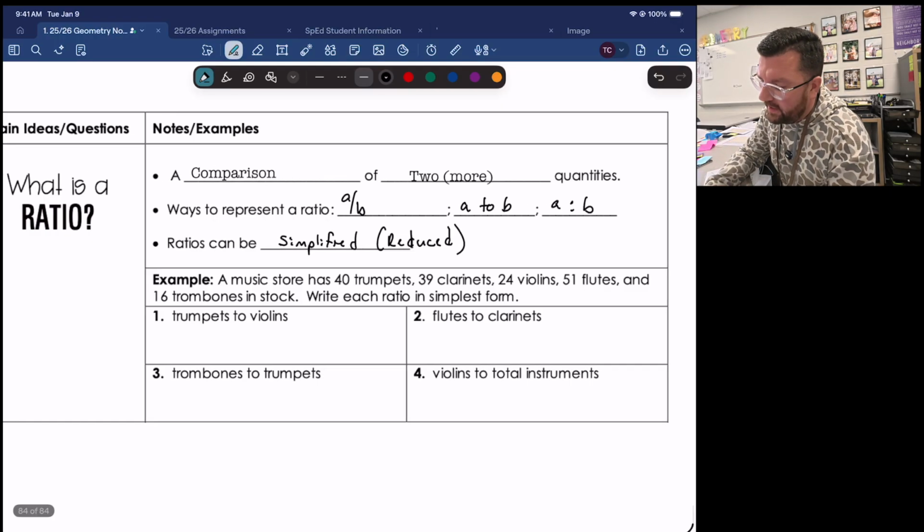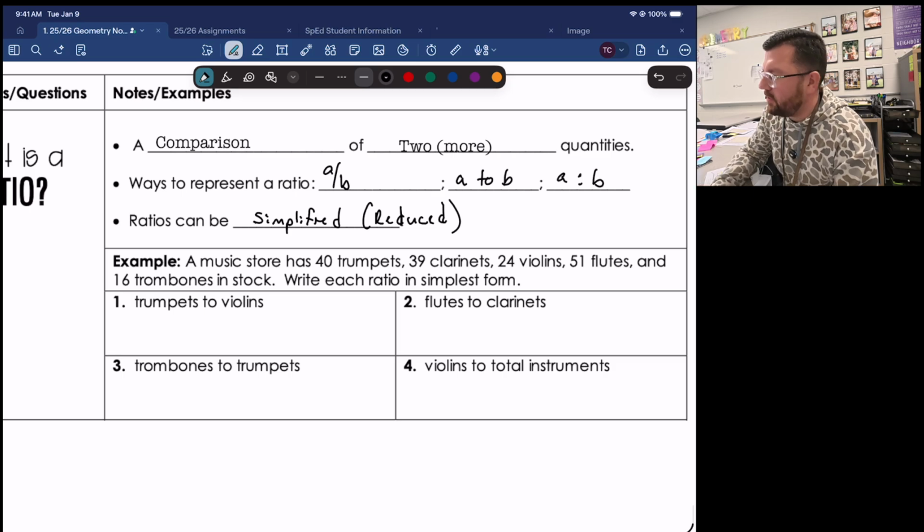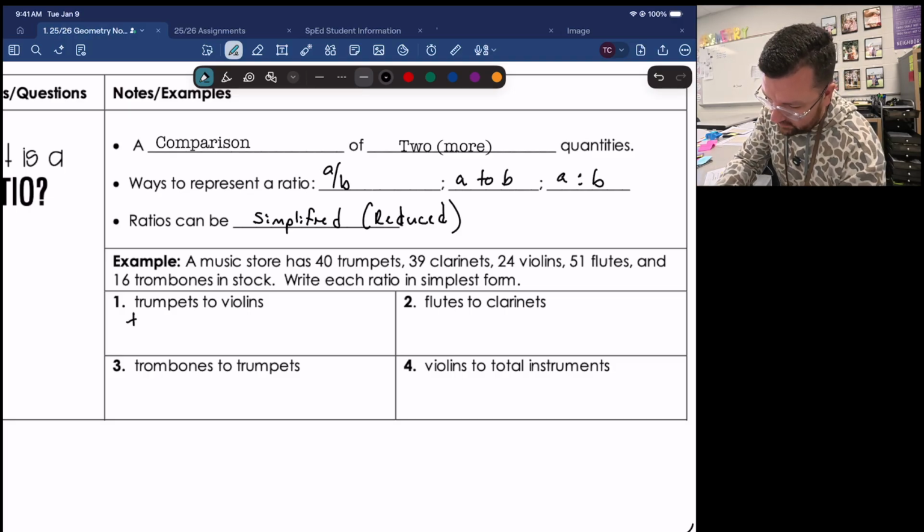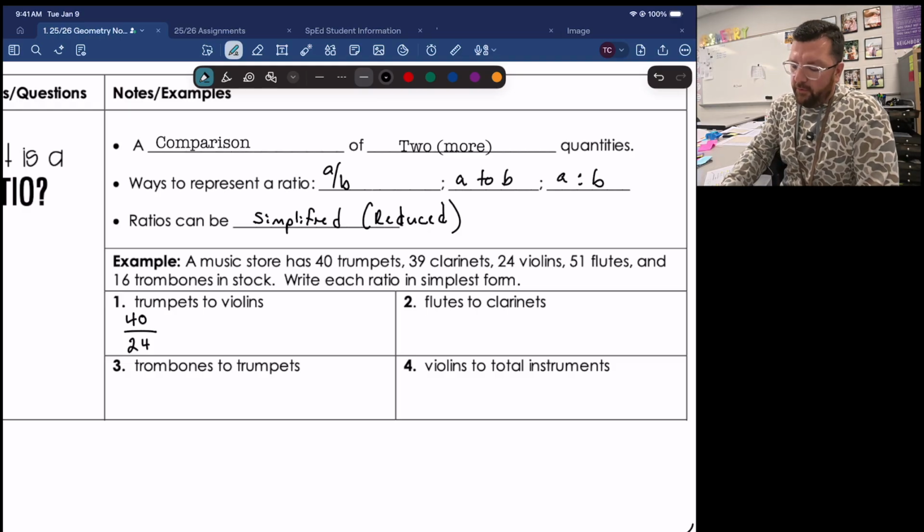Okay, so then let's look at this setup it has for us. We're just going to do 1 and 2 for the sake of time. A music store has 40 trumpets, 39 clarinets, 24 violins, 51 flutes, 16 trombones in stock. Write each ratio in simplest form. How many trumpets do I have? Trumpets came first, so that's what I'm going to write on top. And then it asks for violins. How many violins do I have? There's my ratio, 40 over 24.